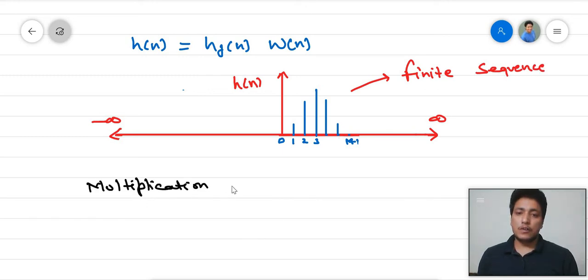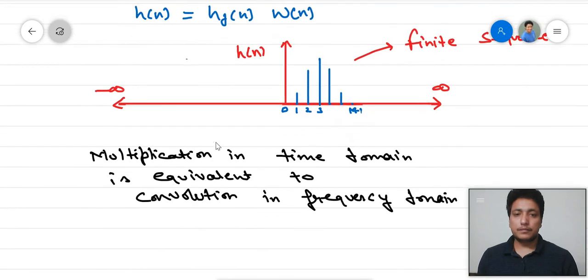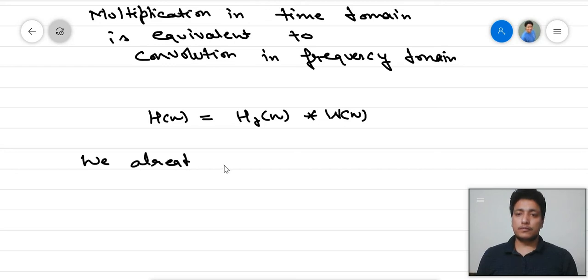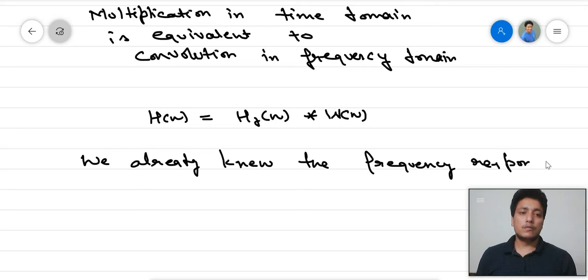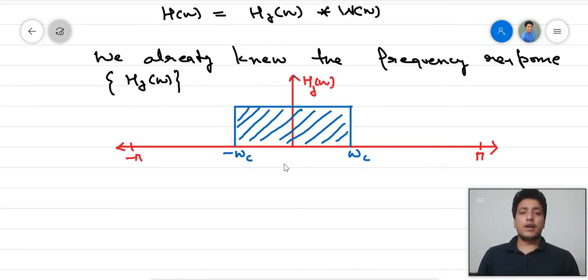Multiplication in the time domain is equivalent to convolution in the frequency domain. So that is, H(omega) is equal to H_d(omega) convolved with W(omega). We already know the frequency response H_d(omega), as it is the ideal filter characteristic, and it can be represented as this.